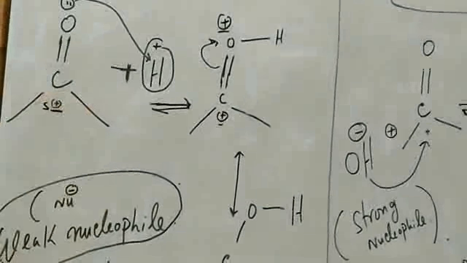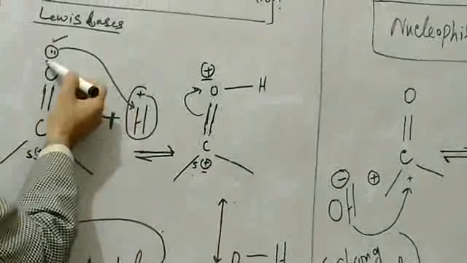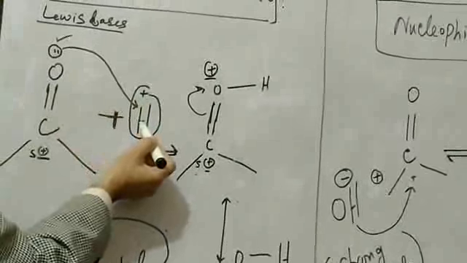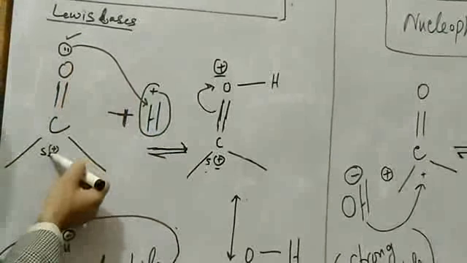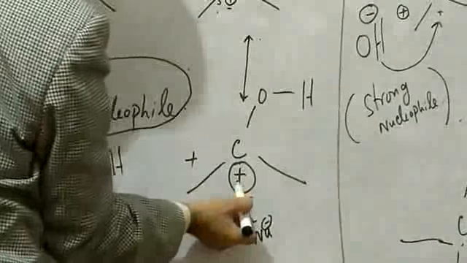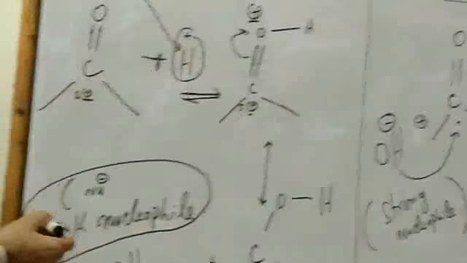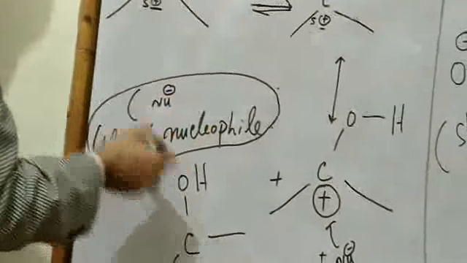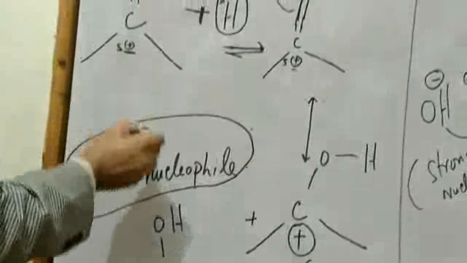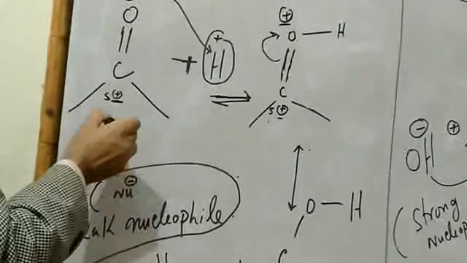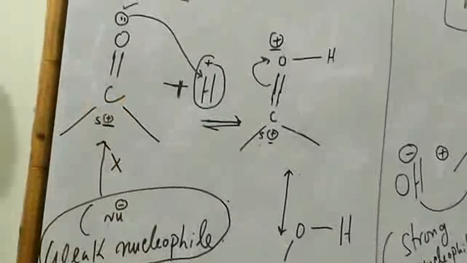Here it was a slight positive charge, here it was a slight positive charge, but due to the donation of the electron pair by oxygen toward the hydrogen ion, the pi electrons are shifted and carbon becomes completely positively charged, as over here. Now, if the attacking nucleophile is a weak one, then it is not possible for this weak nucleophile to attack over here because of the small positive charge.